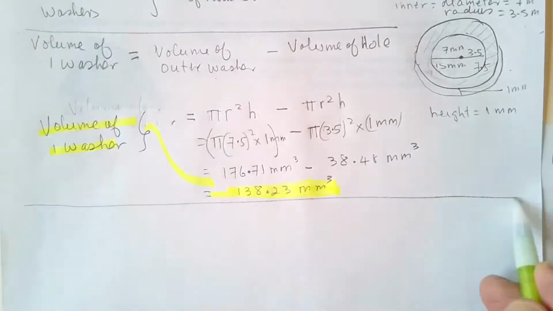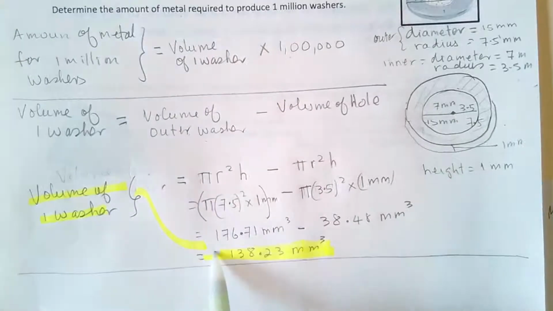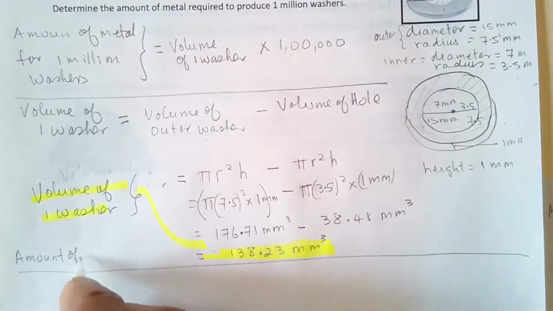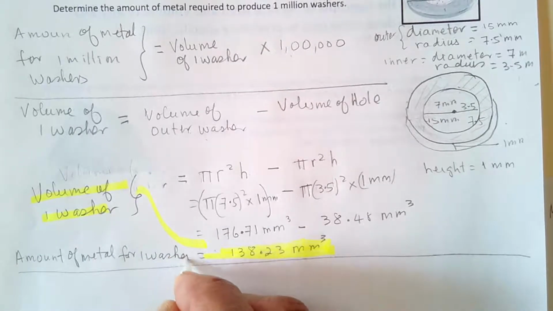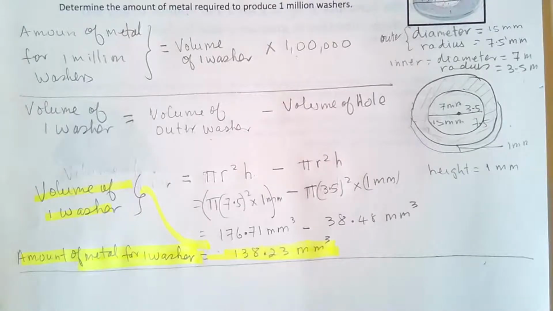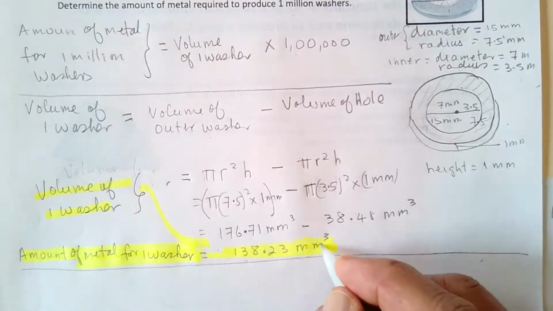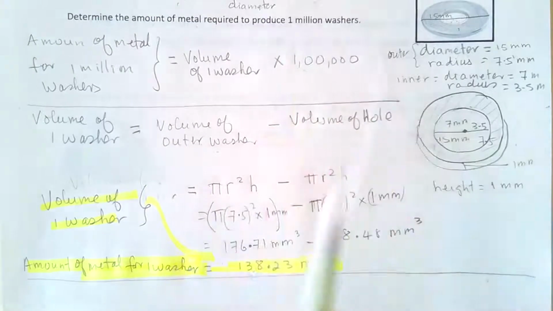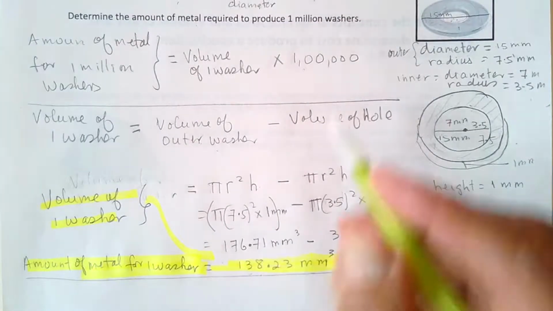Now the final part to this question. How much metal do you need? So this is the amount of metal. So we can see an amount of metal for one washer. So we have determined the amount of metal for one washer. The question is, how much metal do you need for 1 million washers? So the amount of metal for 1 million washers will be the amount of metal for one washer multiplied by 1 million.